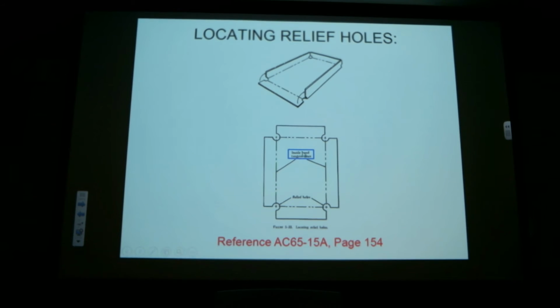Notice also, here's inside bend tangent lines. They've got a relief hole at the intersection of the inside bend tangent lines. This will prevent the part from cracking as you bend it. In your rib, you've also got relief holes at the leading edge, where the two side flanges meet the leading edge flange. You've got relief holes that are drilled there.